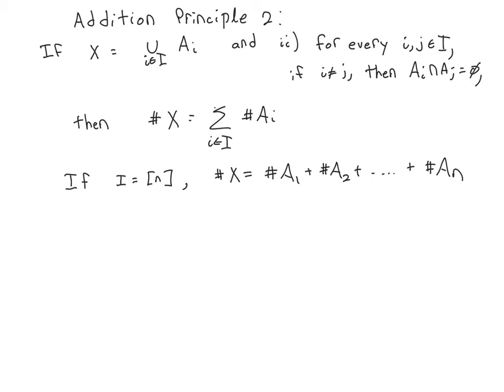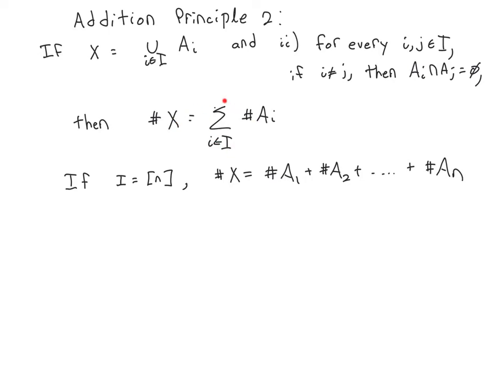Now we discuss the generalized addition principle. Given a set X, if you can write it as a union of a bunch of subsets A_i, where i is running over some sort of finite index set, and it's worth noting all these sets have to be finite, and for any pair of indices i and j that are not the same, the pairwise intersection of those two sets is empty, then the number of elements in X is just the summation of the number of elements in each of the subsets.